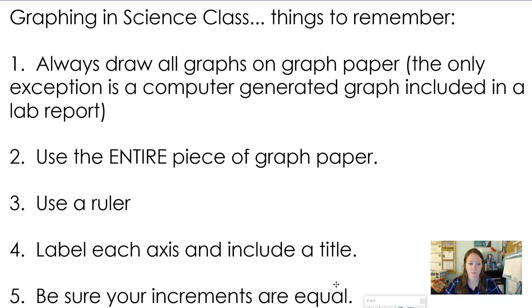Use the paper. Use a ruler. Straight lines, even, nice, neatly drawn bars. Really important. Make sure you label the axis and have a title. And then make sure your increments are equal. Again, that means that when you're setting up your numbers on your axes, they're evenly spaced apart. So that's that. Good luck in graphing.